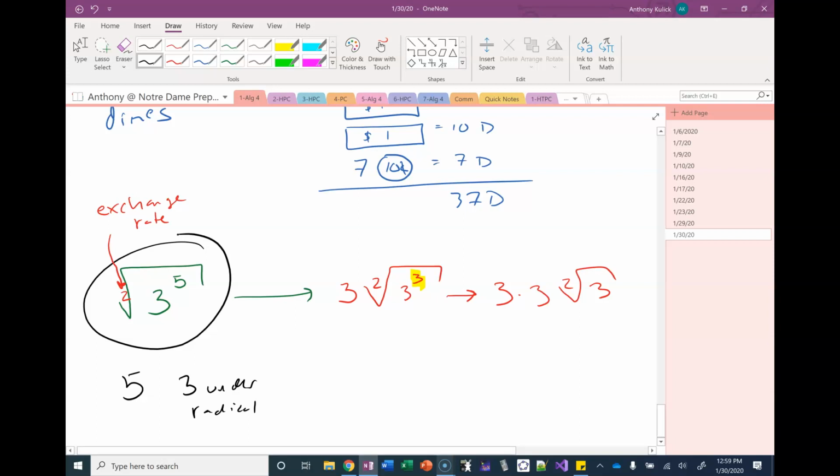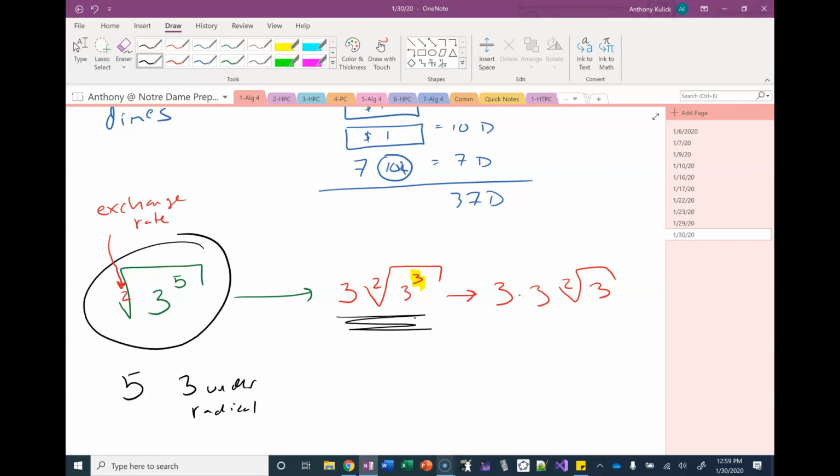Now, the 2 tells me the exchange rate, that I can take 2 3s from underneath the radical and trade them in for 1 3 outside of the radical. That's what I've done in the first step here. You'll notice underneath the radical, how many 3s do we have now? 3 of them. How many 3s do I have outside of the radical? 1, because I took 2 of the 3s from underneath the radical and traded them in to get the 1 3 outside.